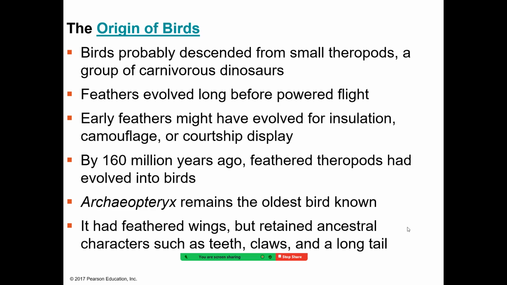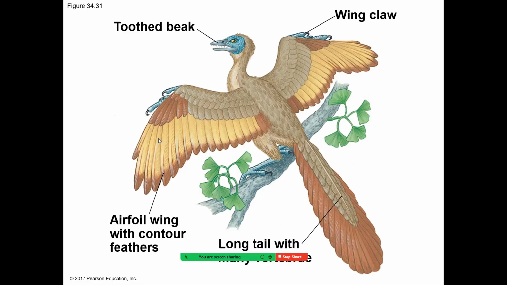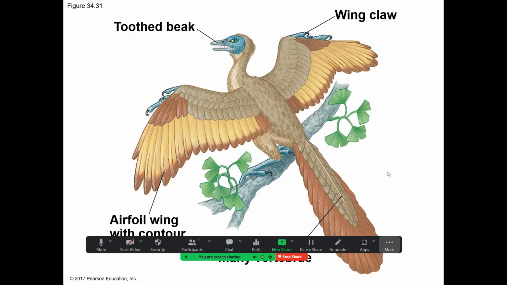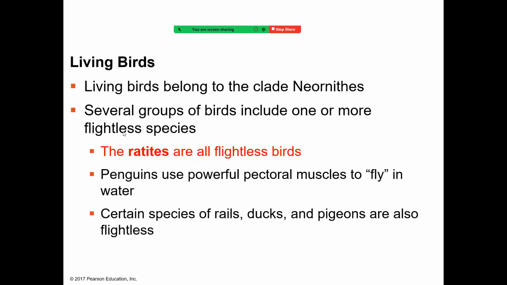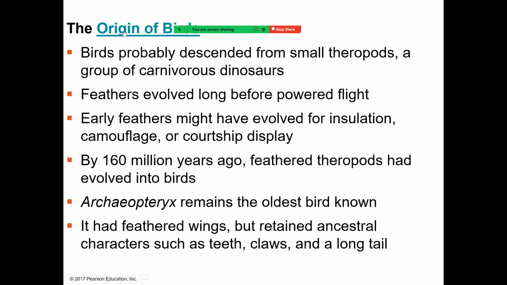Archaeopteryx remains the oldest known bird. It had feathered wings, but retained ancestral characters such as teeth, claws, and a long tail. And this is an artist's representation of what an Archaeopteryx might have looked like based on fossil evidence. So again, a very long tail that was able to help with flight, but also still had many vertebrae, a beak with teeth, the wings, and then claws on the ends of those wings.